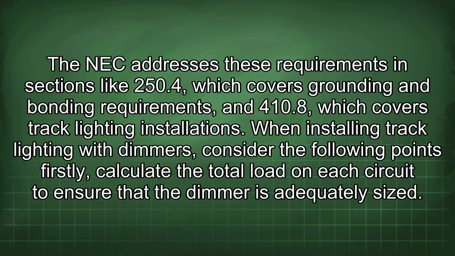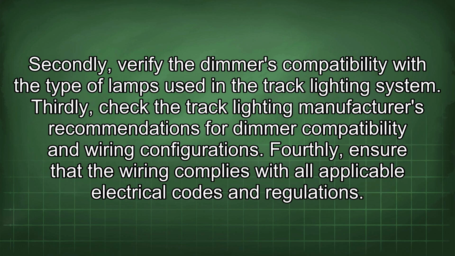The NEC addresses these requirements in sections like 250.4, which covers grounding and bonding requirements, and 410.8, which covers track lighting installations. When installing track lighting with dimmers, consider the following points. Firstly, calculate the total load on each circuit to ensure that the dimmer is adequately sized. Secondly, verify the dimmer's compatibility with the type of lamps used in the track lighting system.